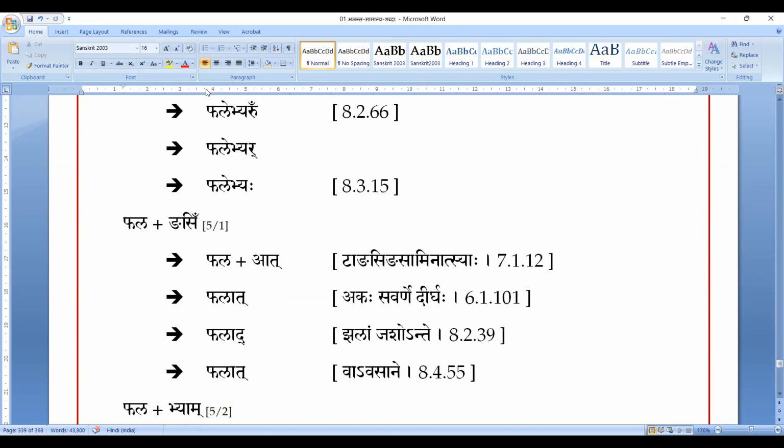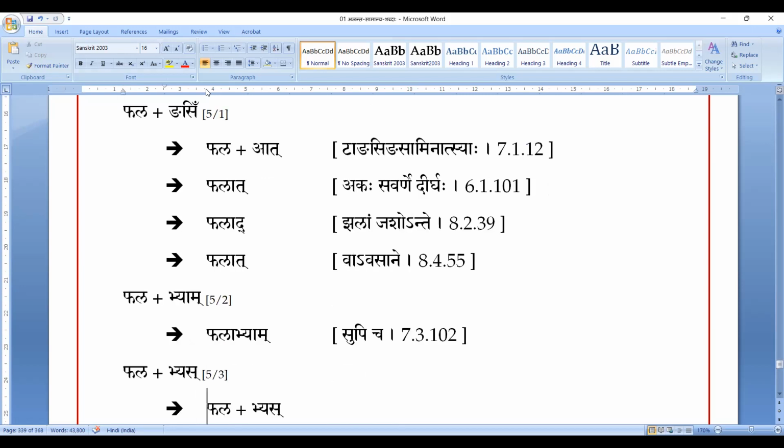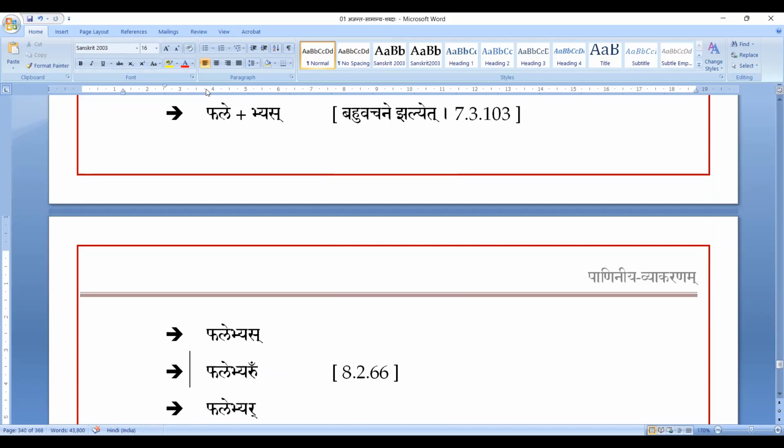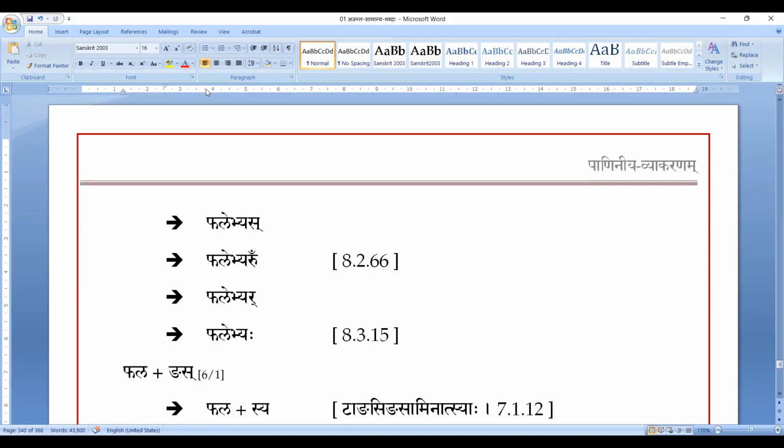Pala plus Bhyam, Supi Cha. Pala plus Bhyas, Palebhyah. Okay. Tangasi, next one. Yes. Pala plus Nas, Tangasi, Palasya. Right.